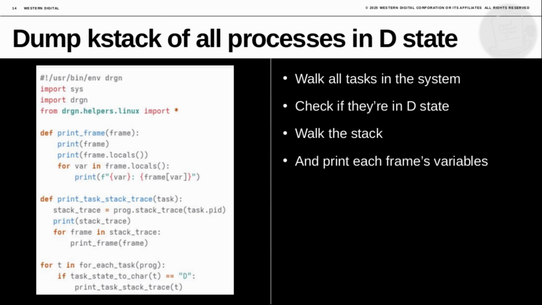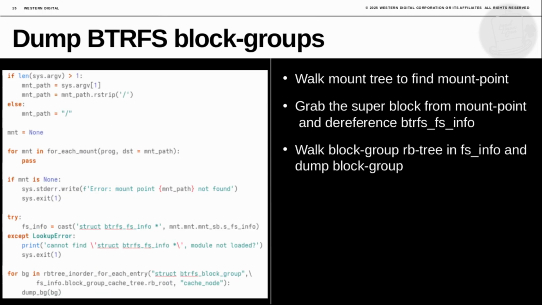That one's similar, but that's very good for live debugging. So you're walking the task list and looking for processes that are in D state, so they're blocked. And then do the same for each task, and then just look at the local variables, look why it is blocked. This one is very handy, and it's in the upstream Drgn distribution in the contrib directory.